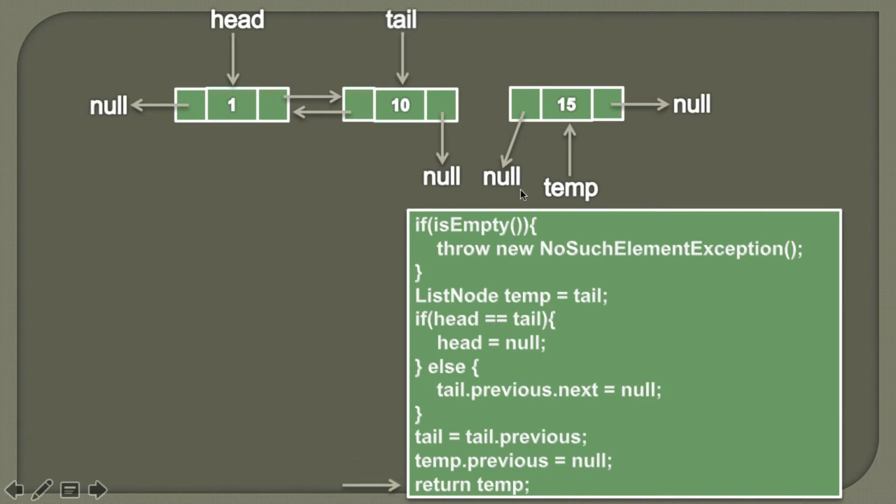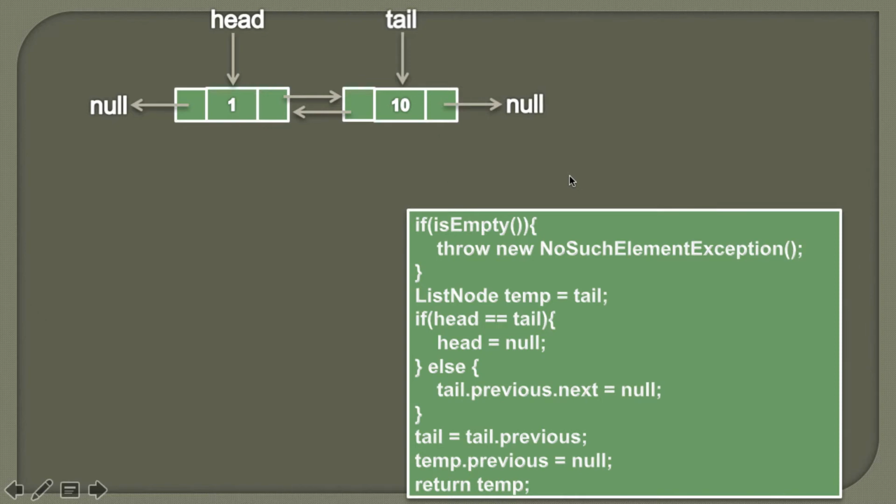So in the final step we know that the last node, which is pointed by temporary node, has been removed from the doubly linked list. We'll simply return this temporary node. So friends, after removal of this last node, only 2 nodes are left. So head is pointing to the first node and tail is pointing to the last node. Now if you want to again remove the last node from this doubly linked list, we call this algorithm again.